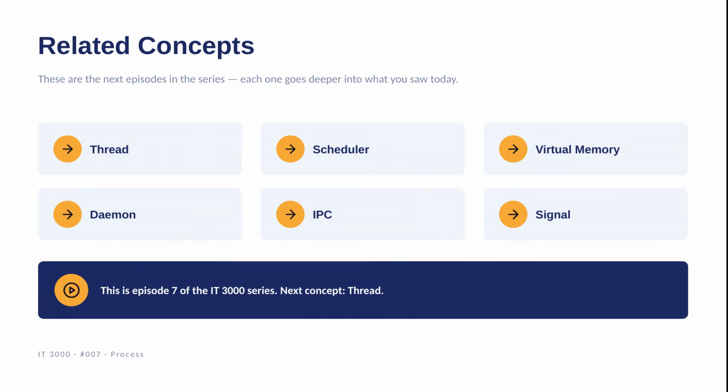And each of those ideas deserves its own episode. Thread comes next, where we'll zoom inside a process and see how execution actually flows. After that, the scheduler decides who gets the CPU and when. Virtual memory explains how each process gets its own private address space, and daemons, IPC, and signals round out how processes live, talk, and react in a real operating system.